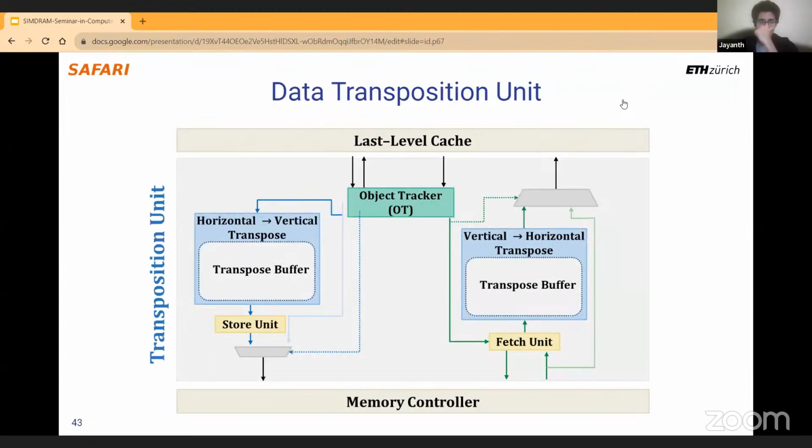So yeah, this is how SIMDRAM's data transposition unit is organized. So as shown here, it has 2 buffers and 2 units, basically, which can convert horizontally laid out data into vertical and also vice versa.